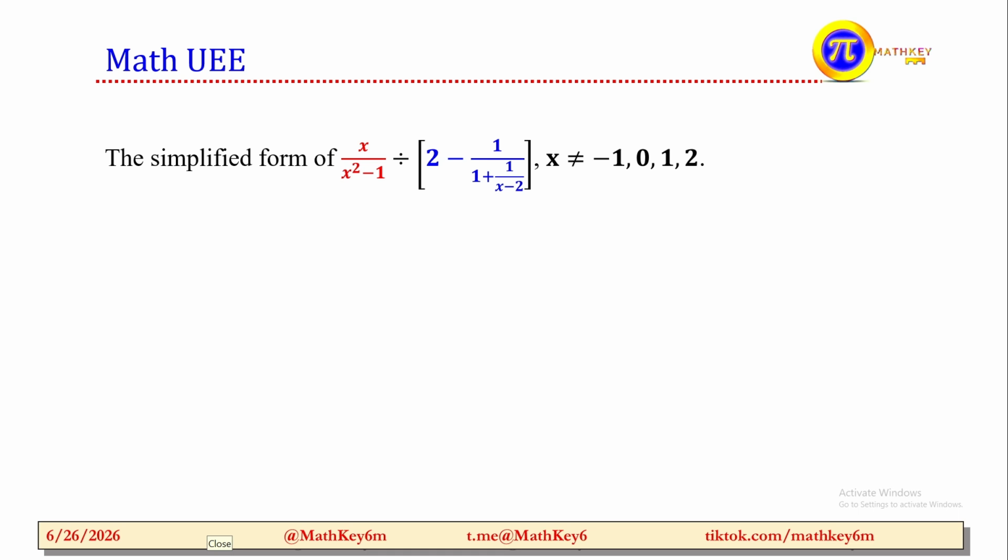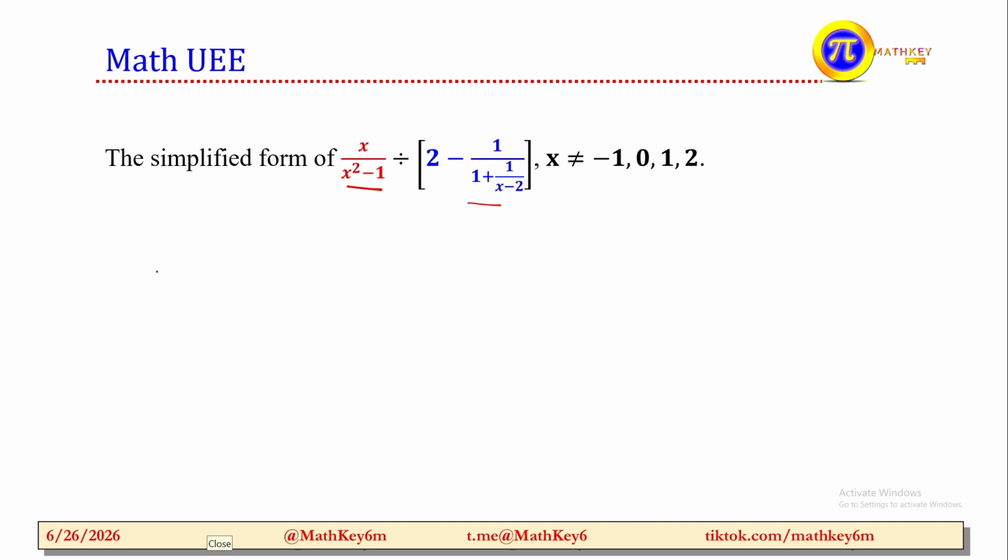Today we are tackling a fraction inside a fraction, known as a complex rational expression, as it is given here. And the domain is already given here. X must be different from -1, 0, 1 and 2. How can you solve this one?